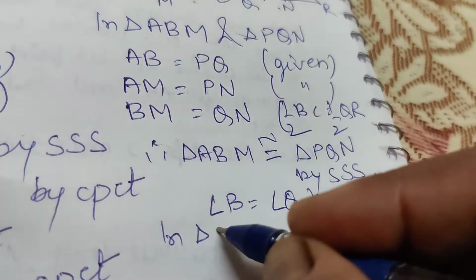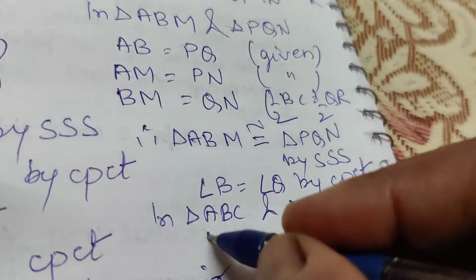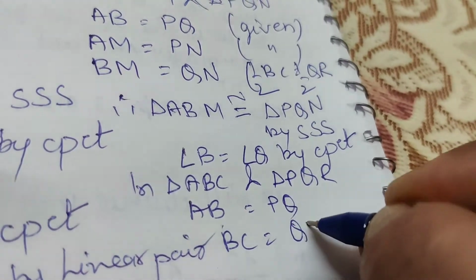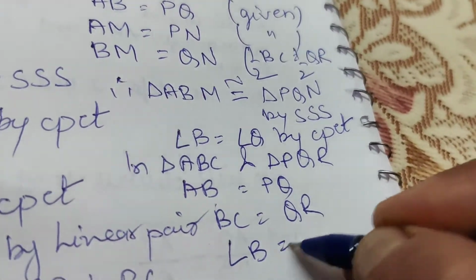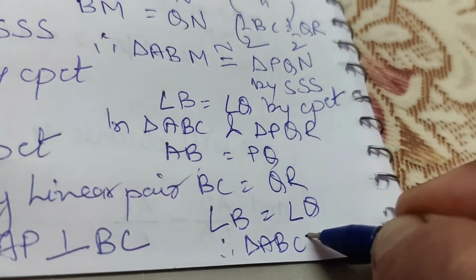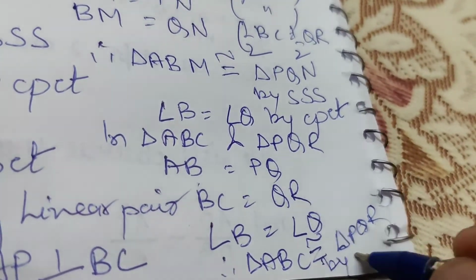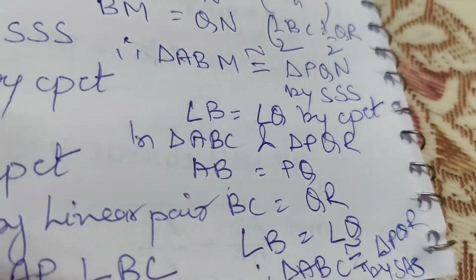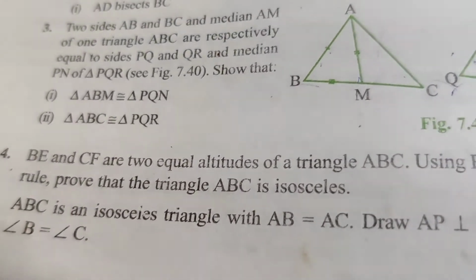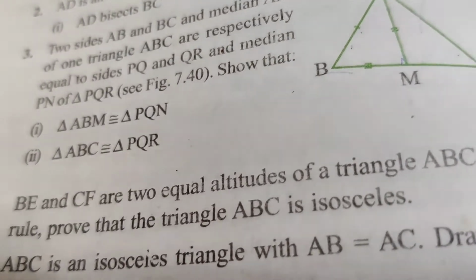In triangle ABC and triangle PQR, you can write AB equal to PQ, BC equal to QR and angle B equal to angle Q. Therefore, triangle ABC congruent to PQR by SAS. Okay, next question. BE and CF are two equal altitudes of triangle ABC. Using RHS congruence condition, prove that the triangle ABC is an isosceles triangle.